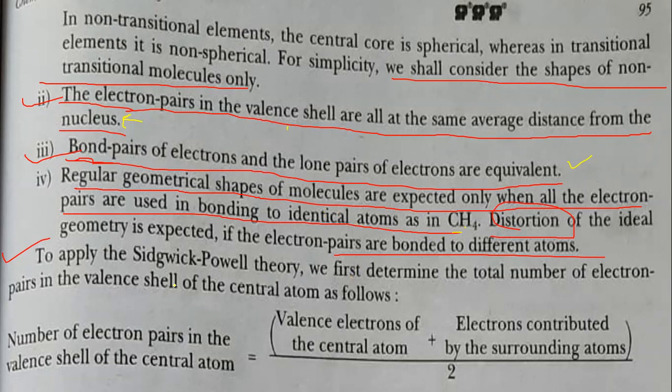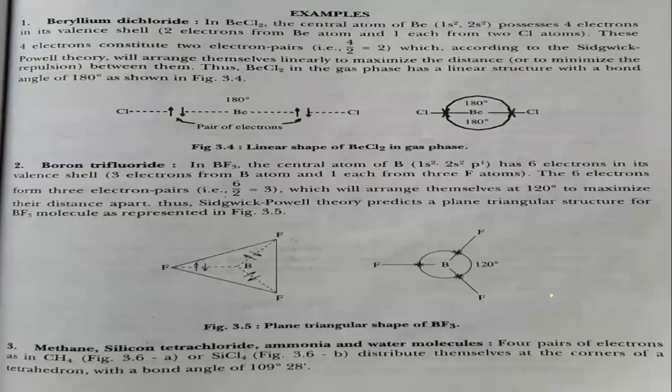To understand the structure, they try to find out the number of electrons around the central atom: the valence shell electrons of the central atom plus the electrons contributed by the surrounding atoms, divided by 2. Now see, if you consider the beryllium atom, the electronic configuration of beryllium is 1s2 2s2. So 2 electrons are there in the valence shell, and it takes 2 electrons from the chlorine atoms. So total 4 electrons are there.